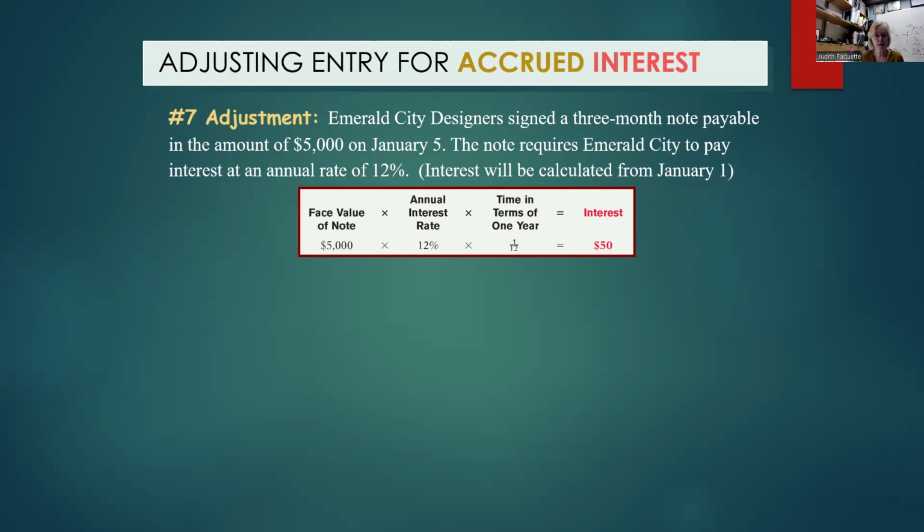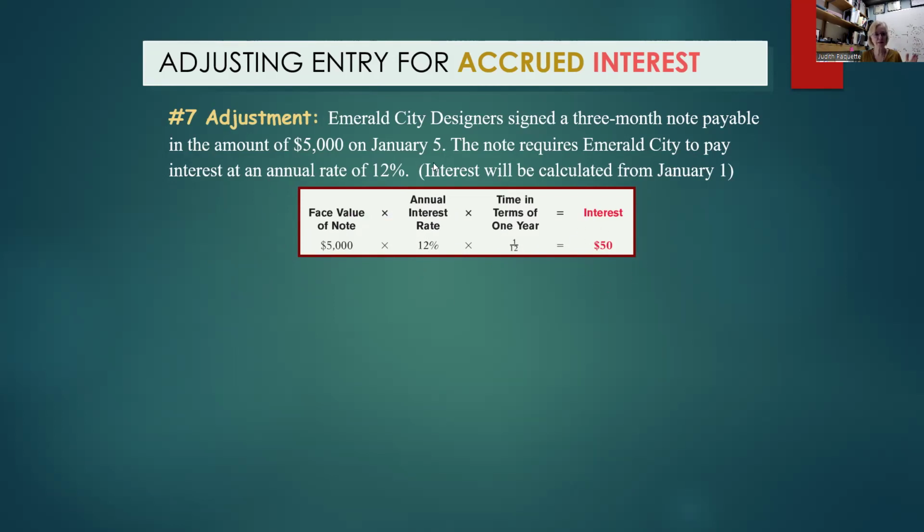So $5,000 was borrowed, and we're just going to round up to the nearest month. We're going to say they borrowed it for the whole month. We don't have to go by day. So the monthly interest is going to be equal to the face value of the note, also called principal, times the annual interest rate times 1/12 because there's 12 months in a year. So the monthly interest is $50.